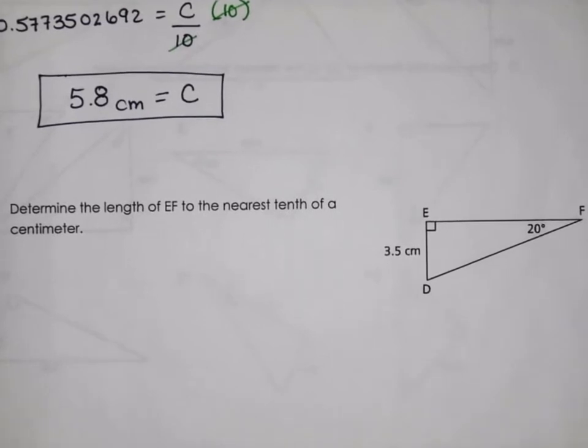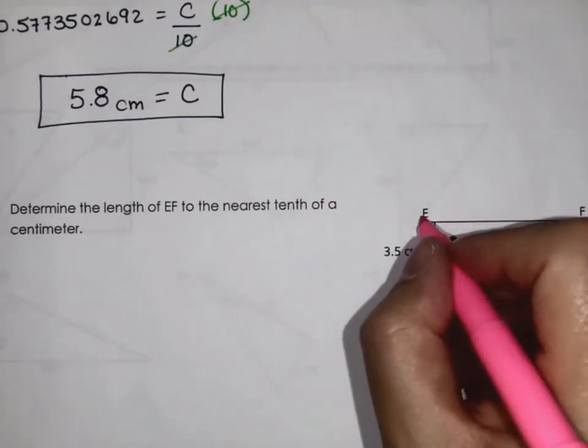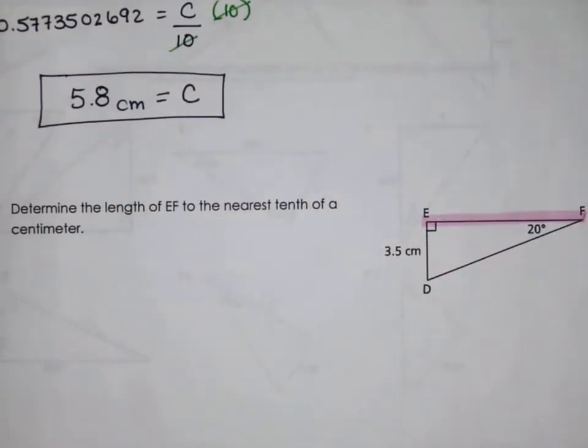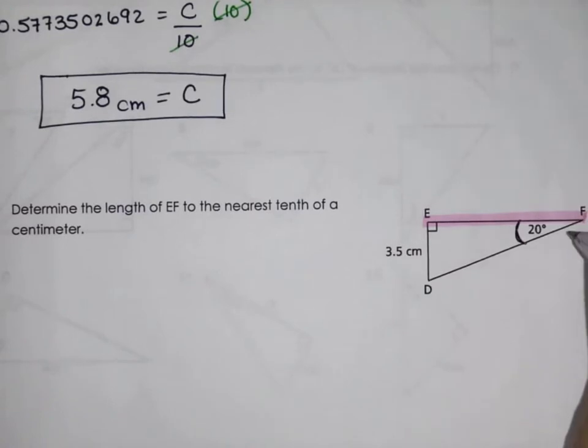So again, I'm just going to take my highlighter. You guys don't have to do this. I'm going to take my highlighter and I'm going to highlight it. I find that keeps me organized and I know which ones I'm looking for. So my angle's right here. The 20 degrees is in that angle.